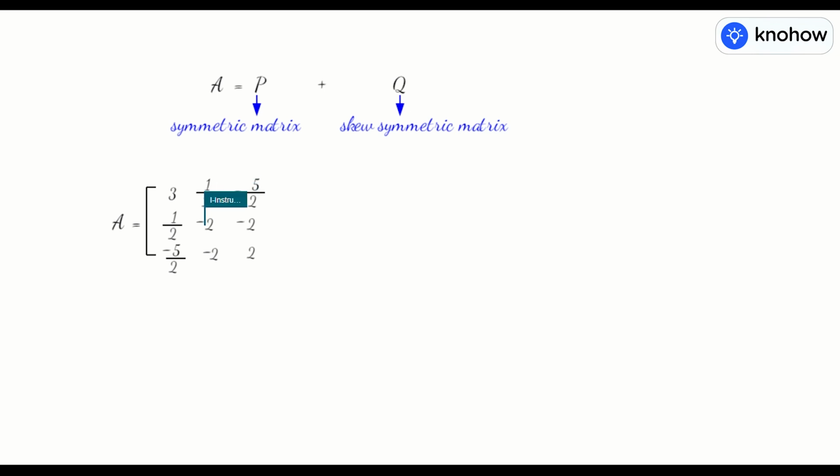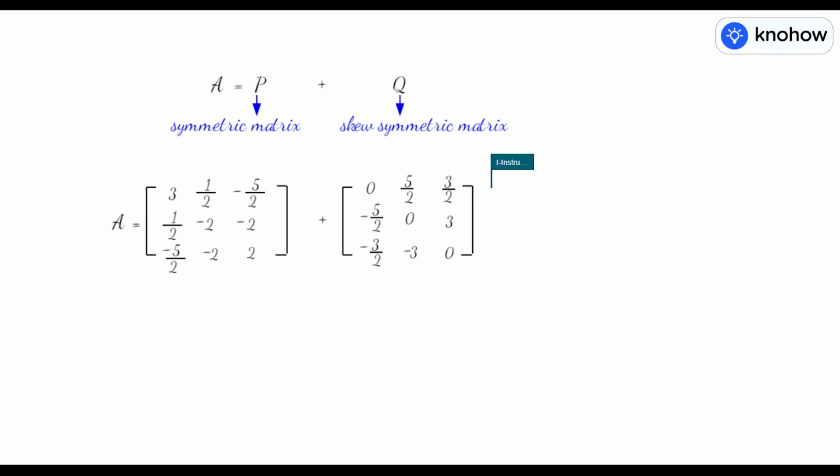This is P. And plus what is the value of Q? The value of Q is 0, 5 by 2, 3 by 2, minus 5 by 2, 0, 3, and the elements of third row minus 3 by 2, minus 3, 0. So yes, I could express A as sum of two matrices where the first one is symmetric and the second one is skew symmetric matrix.